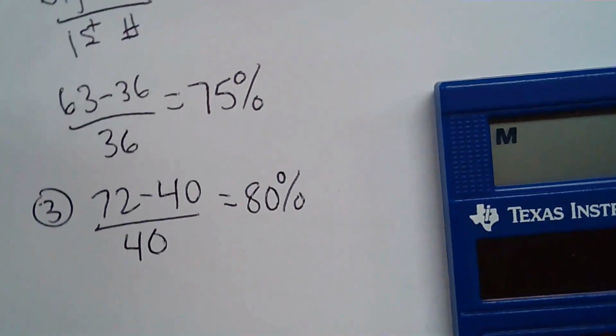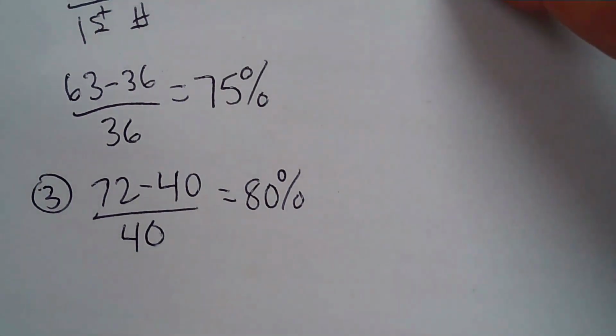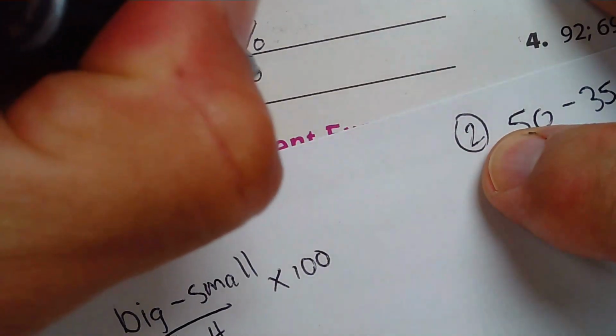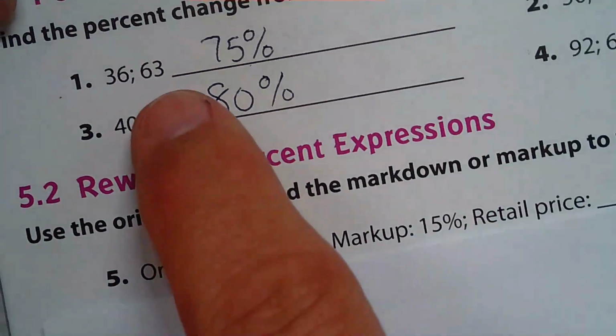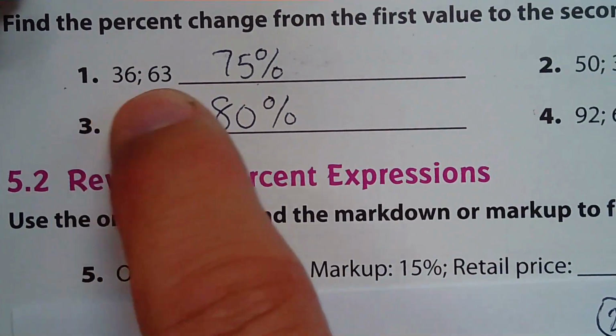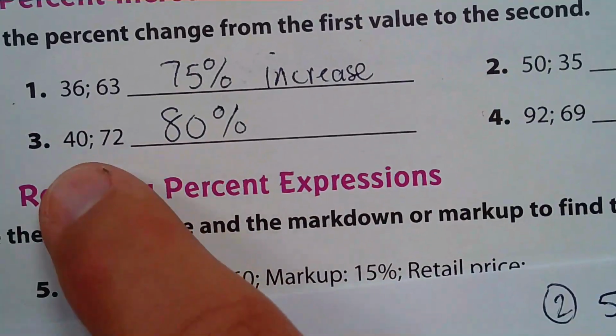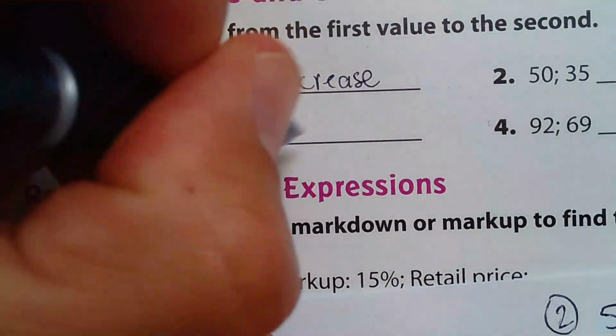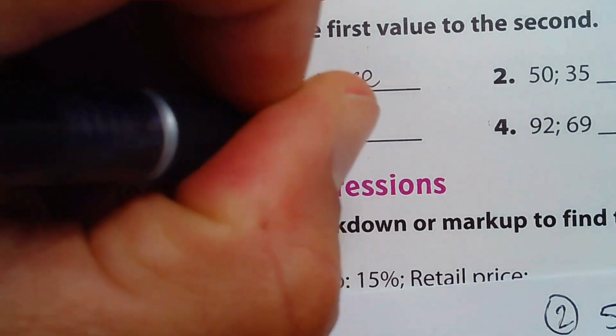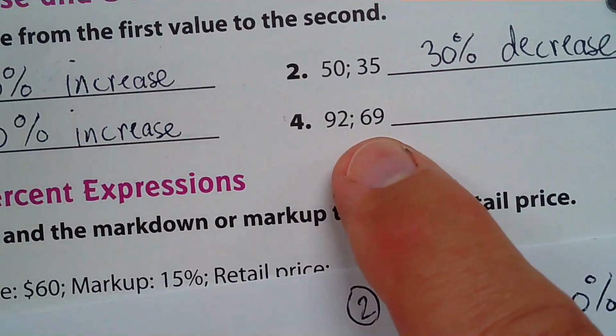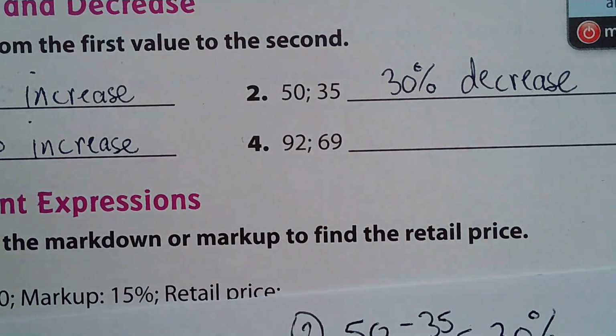By the way, I need to also let you know, so that's 80%. And here we went from 36 to 63. We increased in value, so that's an increase. Here we went from 50 down to 35, so that's a decrease. We're going up in value from 40 to 72, so that's an increase. And we're going down in value here, so that's going to be a decrease, but we need to calculate that.